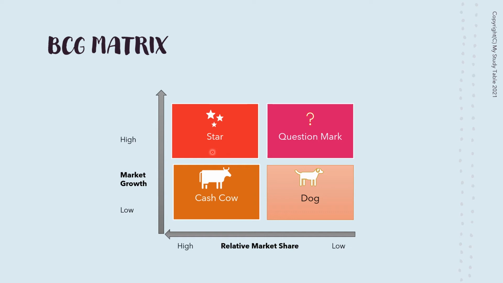Star products have a relatively high market share in a high growth market. They are usually market leaders and they have the potential of becoming cash cows at some point of time. The strategy here is also similar to that of cash cows, which is to hold on to the investment and build further on them.